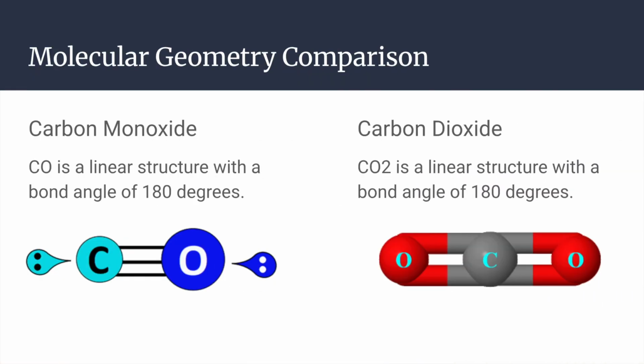So now we're going to talk about the molecular geometry of these two molecules. Carbon monoxide has only 2 atoms, and they're bonded by the triple bond, as you can see, but they're linear and they have a bond angle of 180 degrees. And there are 2 lone pairs that will float around those 2 atoms as well. So that's in that image.